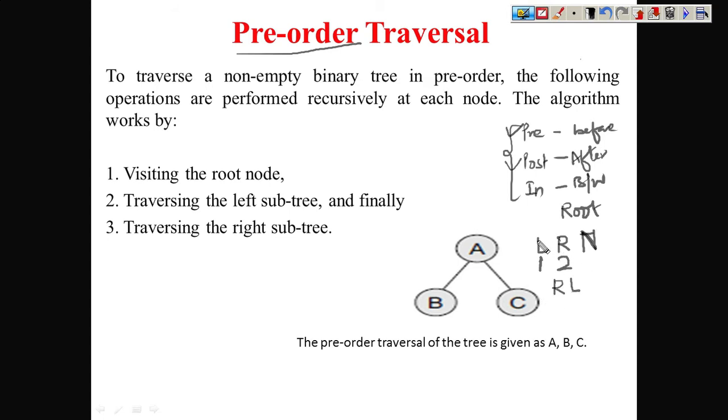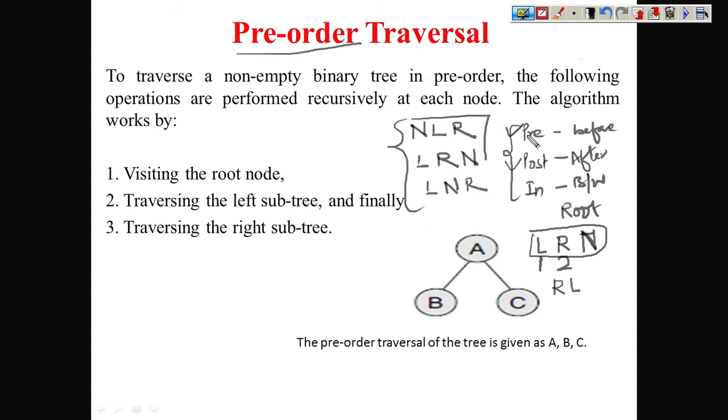Now, if I make this sequence in the context of pre, post, and in order, then pre means before, so the root node comes first, then the left tree and the right tree. For post, first comes the left tree, then the right tree, then the root node. And in means the left tree, the root node, and the right tree. This is something we have to keep in mind when we do these kinds of traversals.